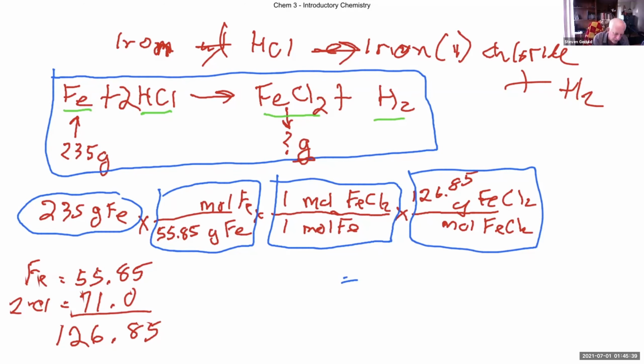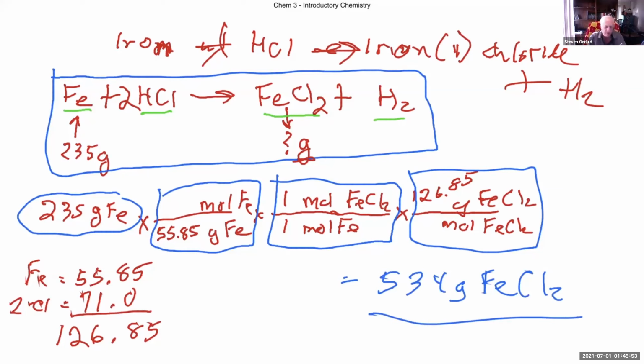And that comes out to 533.7, so 534. 534 grams of iron chloride. And that's how we determine. So I know if I measure out 235 grams of iron, I know I'm going to produce 534 grams of iron chloride.